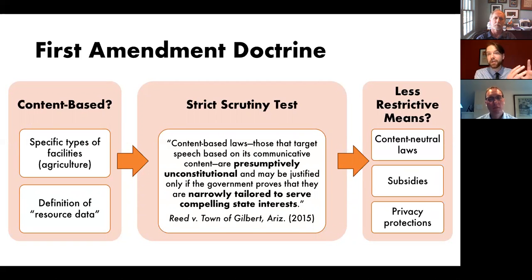If it's a picture of a minor league baseball stadium, it doesn't. So you have to actually look at the content of the picture. Is this an ag facility or is this a ballpark to decide if the law applies or not? That's content-based. We also see that in the Wyoming example with the definition of resource data.